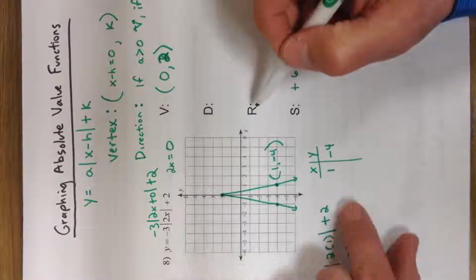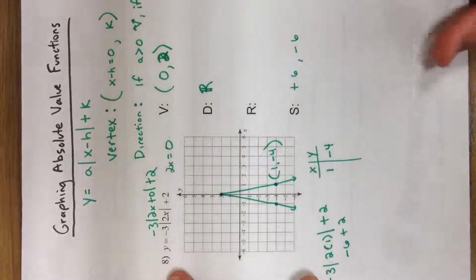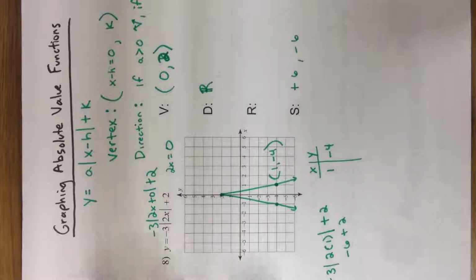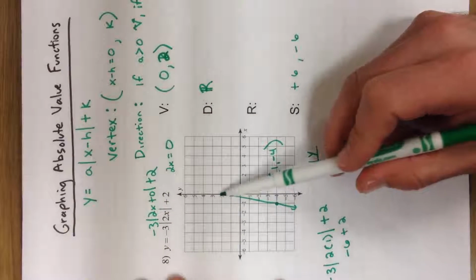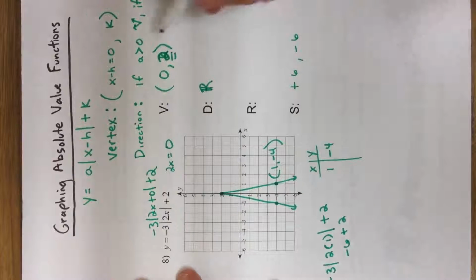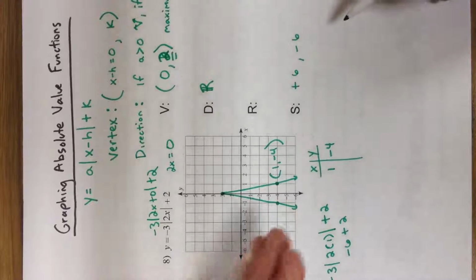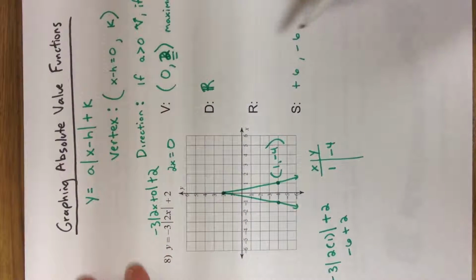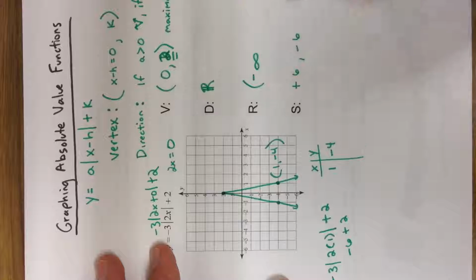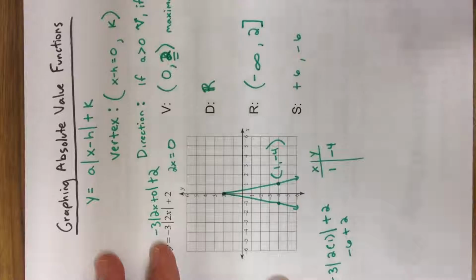Our domain, it doesn't matter what I plug in for x, it'll work. So we use that symbol for all reals. And then our range, think about this. I could plug in x's all day and I would never get a y that's greater than 2. Okay? It also shows up here in the vertex. Since this vertex is a maximum point, 2 is the high as it's going to go. So I want to make sure I write this with the smaller number to the left, so from -infinity up to 2, and include 2.